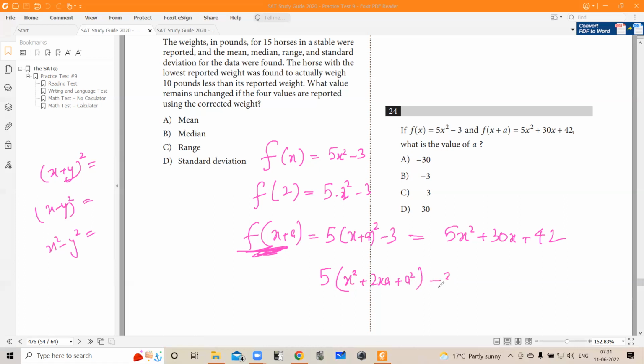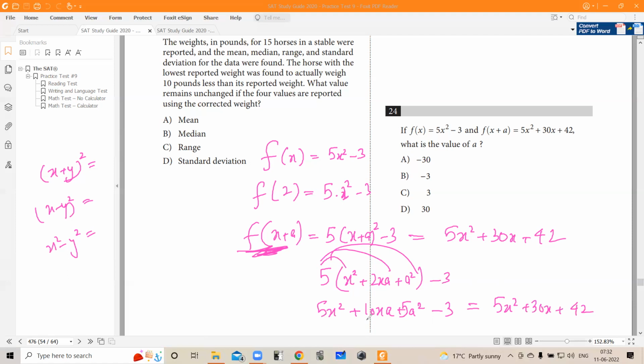Minus 3. Now multiplying by 5: 5x² plus 10ax plus a² minus 3 equals 5x² plus 30x plus 42, correct? Isn't it 5 times a squared? Oh yeah, sorry, it's 5 times a squared. You're absolutely right.